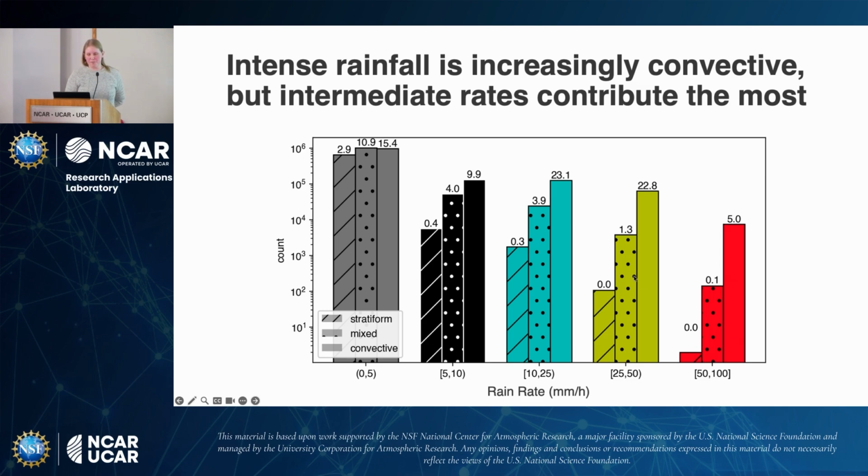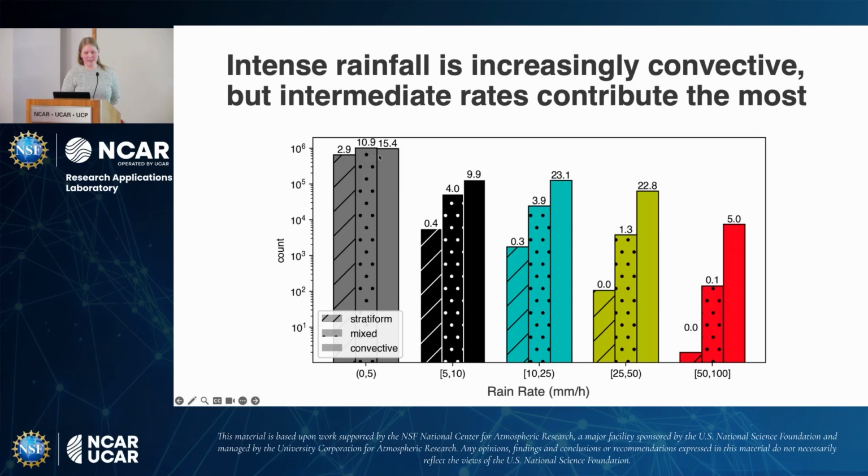And so the numbers here on top of these bars represent the fractional contribution to the total volumetric rainfall. So basically it tells you how much of the total rainfall came from that particular bin. And you see the strongest numbers associated with these two bars. That's convective rain in the 10 to 25 and 25 to 50 millimeters per hour. This alone contributes almost 50% of the total volumetric rainfall.